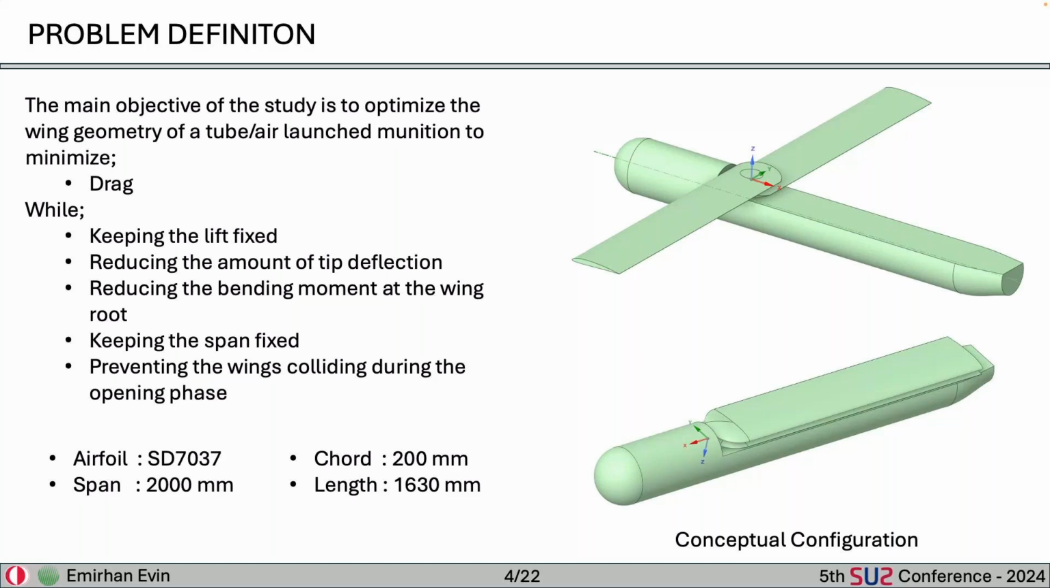Also, since the wings collide on top while put in the tube, you need to prevent the wings from colliding during the opening phase. The initial design has the same airfoil all over the wing, which is ST-737, and these are the other properties.